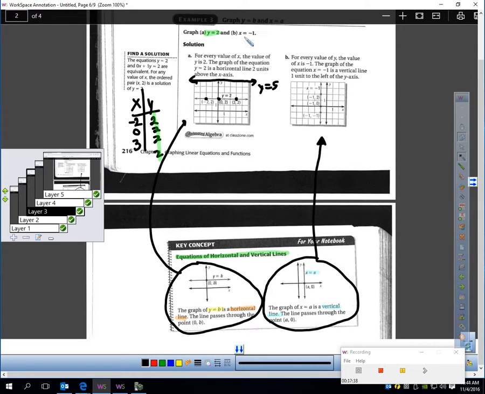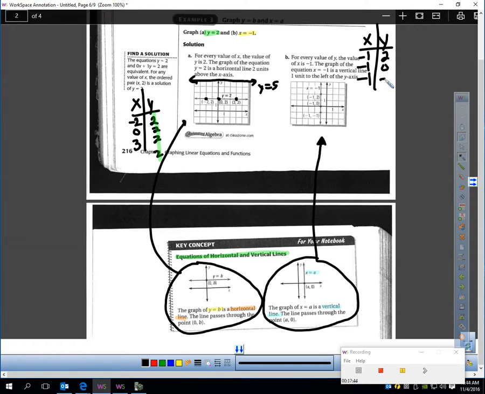So here we have x equals negative 1. Let me highlight that. So we're going to graph that. X equals negative 1. Let me make a table of x equals negative 1. That means x is always a negative 1 no matter what y is. If x is negative 1, y could be a 2. If x is negative 1, y could be 0. Y can be anything. X always has to be negative 1.